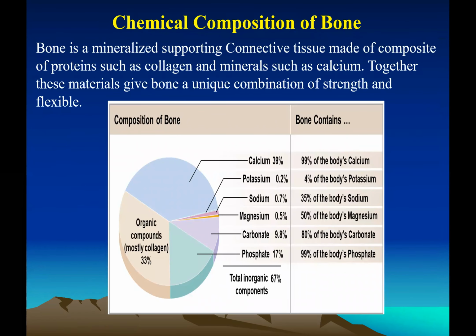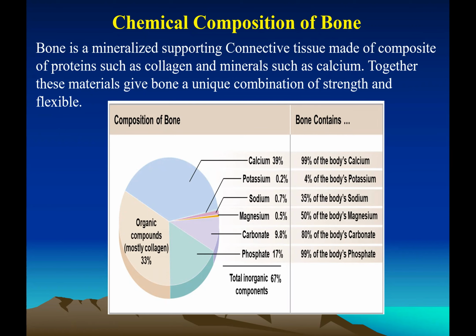What is bone made up of? Bone is classified as a supporting connective tissue, and all connective tissue will have a ground substance or matrix and then fibers in it with special cells. So, the bone, being a supportive connective tissue, will also have these three components. Here, the matrix is mineralized, so it's a solid. The main mineral being calcium.